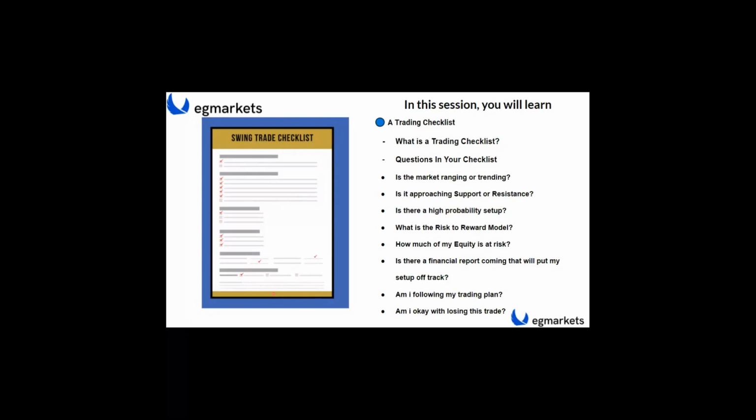The next thing to ask yourself is, how much are you risking from your capital? How much are you risking from your equity? Now, many people still don't understand how to merge the risk to reward to how much they will be risking from their capital.